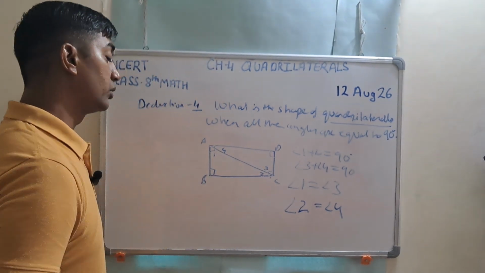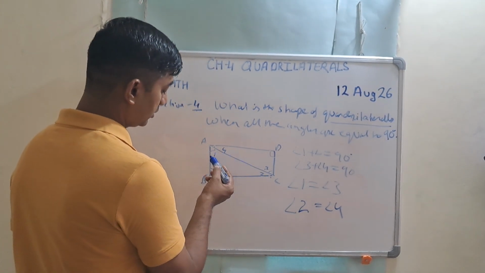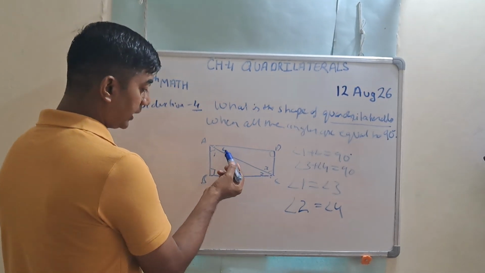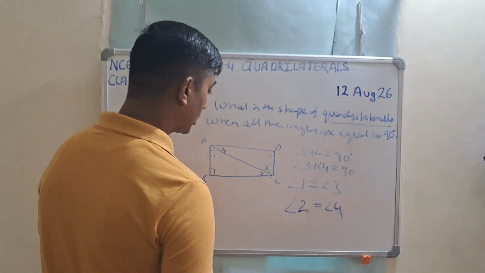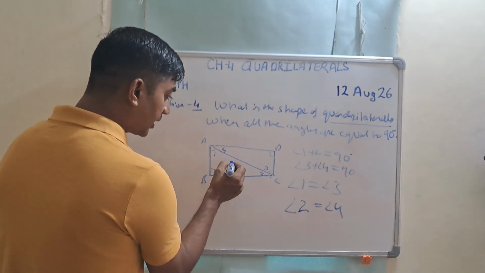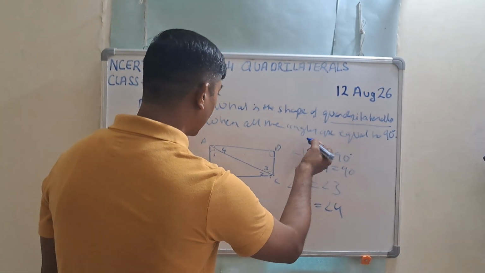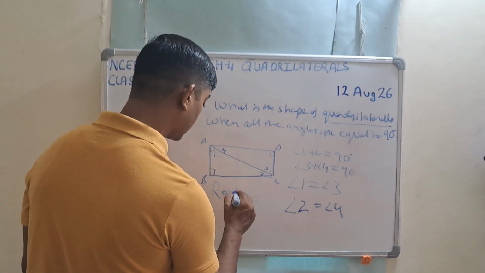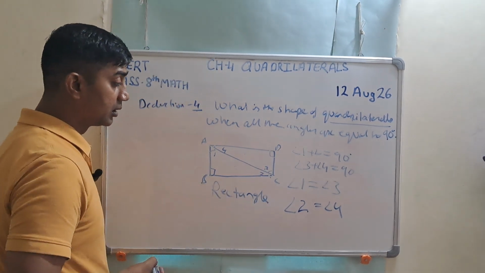Understood? So what does this conclude? The sum of these angles is also 90 degrees. Understood? This is also known. So what does this conclude? This concludes that when the quadrilateral has all the angles 90 degrees, then it is a rectangle. This is our conclusion. Then it is a rectangle.